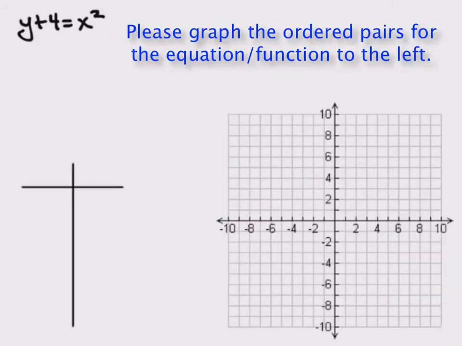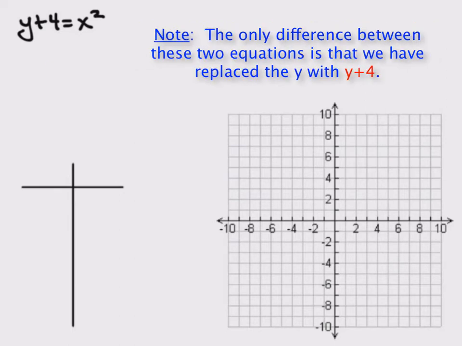Alright, let's graph all the ordered pairs for y plus 4 equals x squared. Now note, the only difference between this one and what we did last time is that the y has been replaced by a y plus 4. Now, before we go ahead and create some ordered pairs, it's probably going to be a good idea to rewrite this in y equals form.